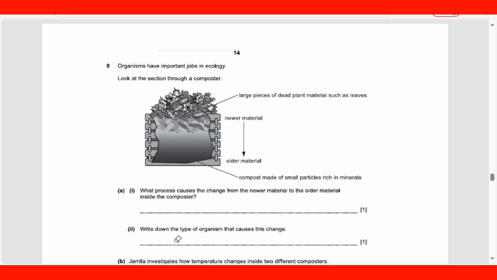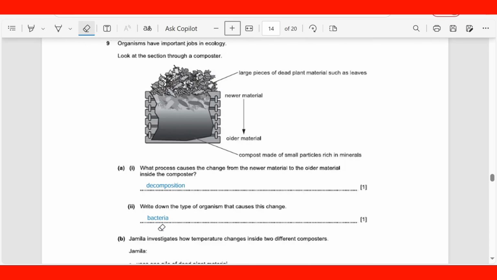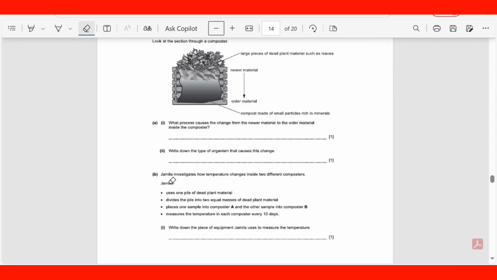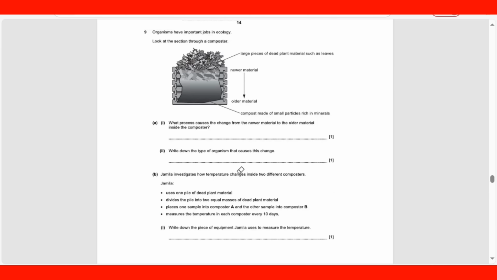Okay, let's check out. So it's bacteria. Let's move on. Now question 9b. Jamila investigates how temperature changes inside 2 different composters. Jamila uses one pile of plant materials, divides it into 2 equal masses of plant material, places one sample into composter A and another into composter B.